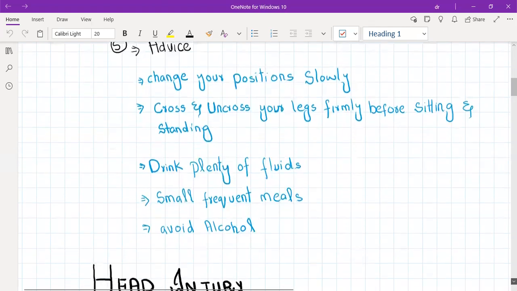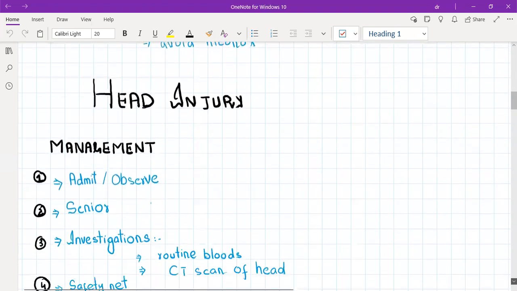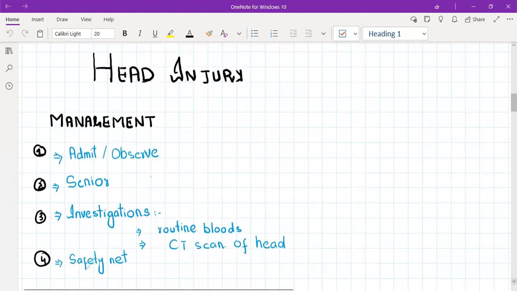Okay, so head injury is not basically a reason of fall. It can be a reason of fall as well, but it's mostly a consequence of fall. Okay, but what you are going to do in head injury, you are going to either admit this patient or observe, depending upon the condition of the patient that we are going to discuss in a while. You are going to inform your senior. You are going to request some investigations, that is routine blood and CT scan of the head.